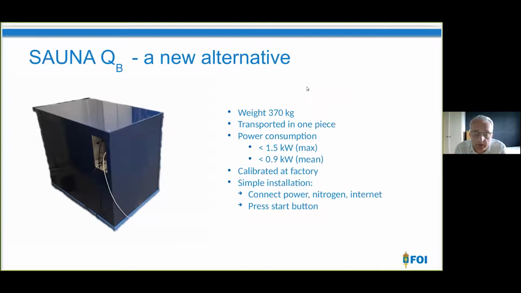And then it's a mini noble gas system in a way, although it's just a measurement unit for the array. But it still performs everything, sampling, processing, and measurement in one go. The power consumption is very, very small. I mean, it's like 1.5 kilowatts, something like that. My toaster at home, for instance, is more, I think. It's calibrated at factory. It's a simple installation. You connect the power, nitrogen, internet, if you want to use the internet, and then you press the start.